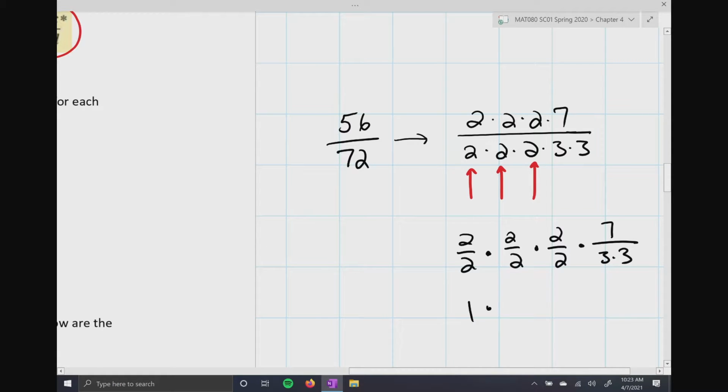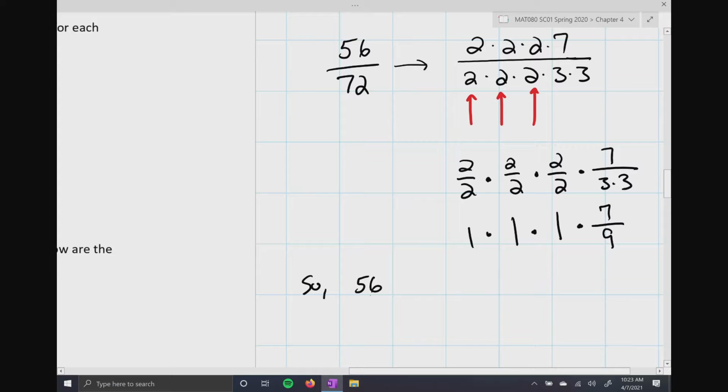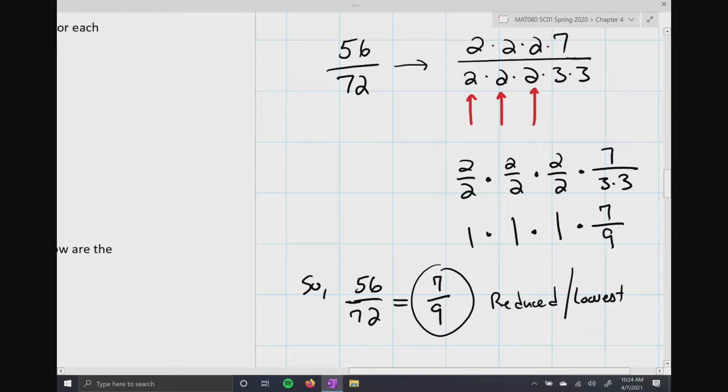Times 2 over 2 equals 1. Times 2 over 2 equals 1. Times 7 over 9, because 3 times 3 is 9. And we know no matter what, 1 times any number is that number itself. So 56 over 72 is the same as 7 over 9. This is what we call the reduced or lowest form. Does that make sense, everyone?